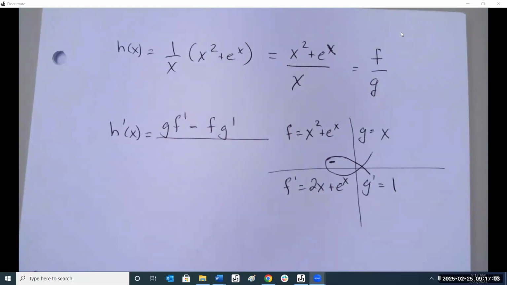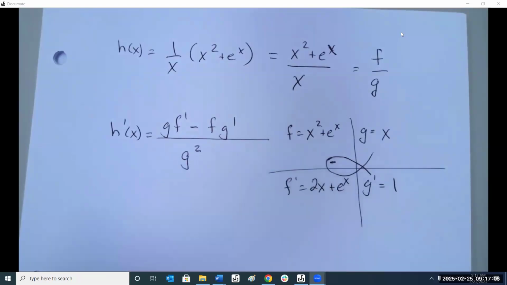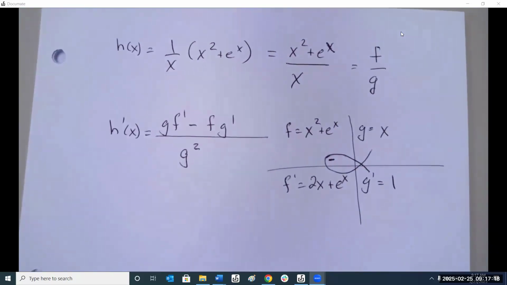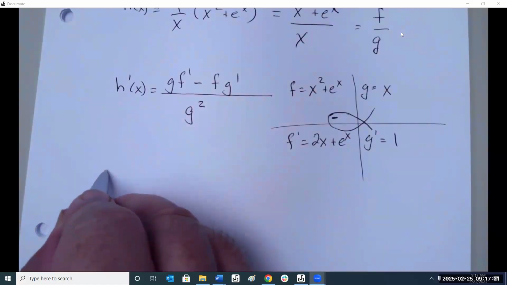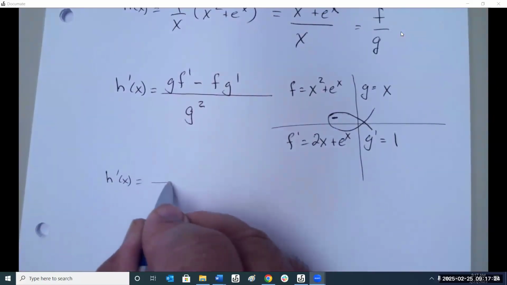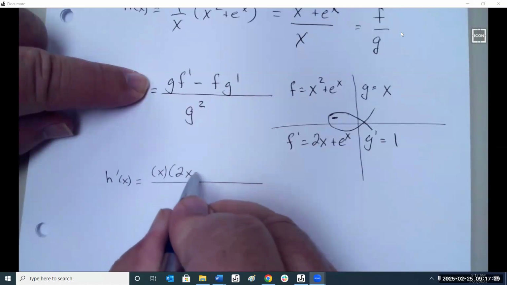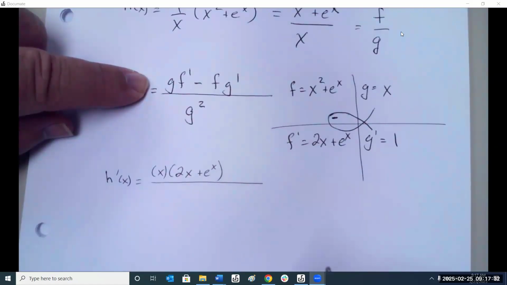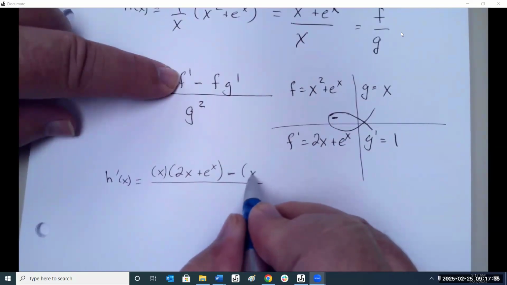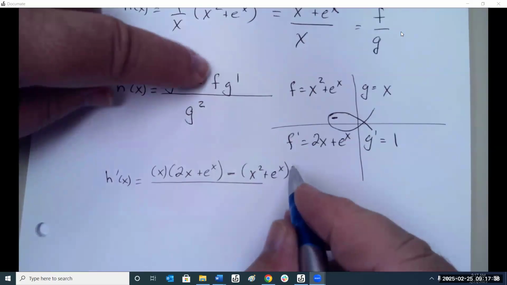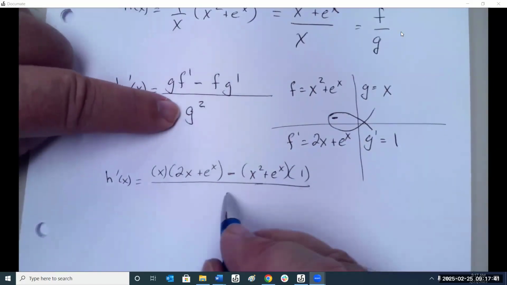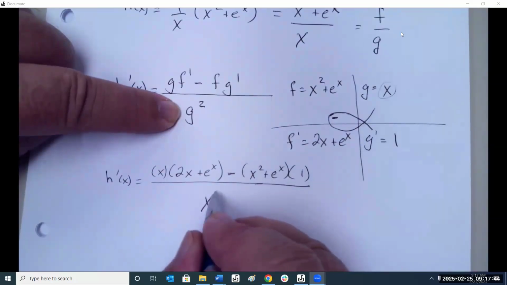And here's the second: whatever your denominator is, square it. So look at this. We have x times 2x plus e to the x minus x squared plus e to the x times 1, over g squared, x squared.